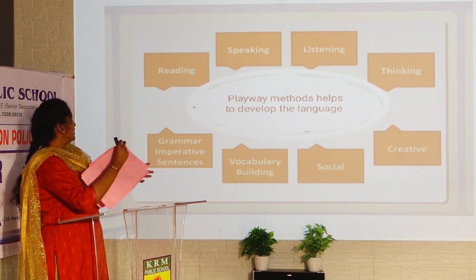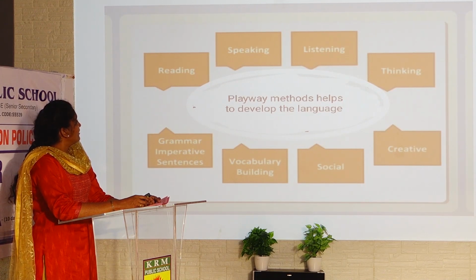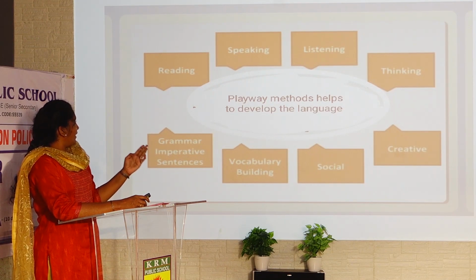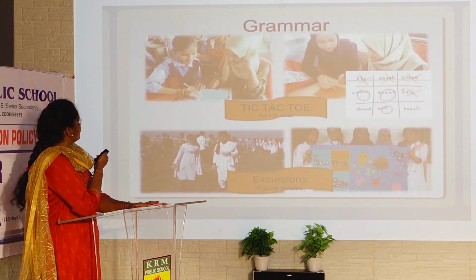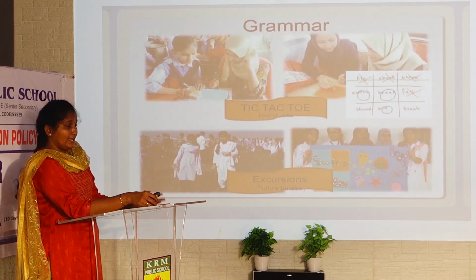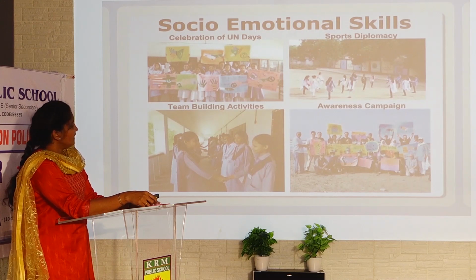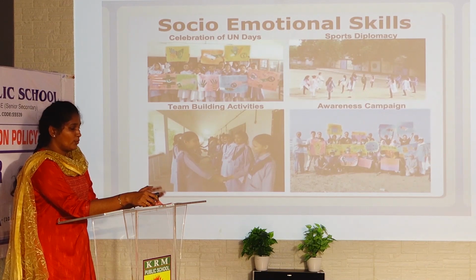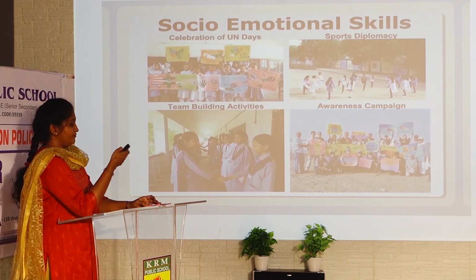And next, we can teach the Tamil language by using play-way methods also. Play-way methods help to develop language skills like reading, speaking, listening, thinking, creativity, social skills, vocabulary building, grammar and imperative sentences. And next comes grammar. In the initial stages, simple sentences can be introduced and later we teach them complex sentences. And next we have social and emotional skills. Social and emotional skills also improve by conducting group activities, celebrations, sports, diplomacy, awareness campaigns, etc.